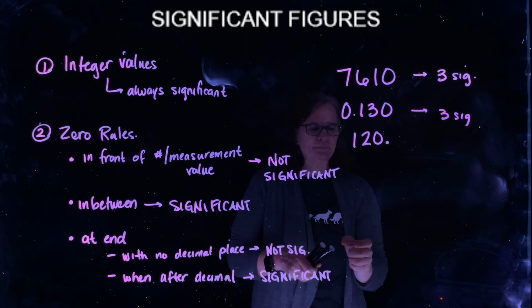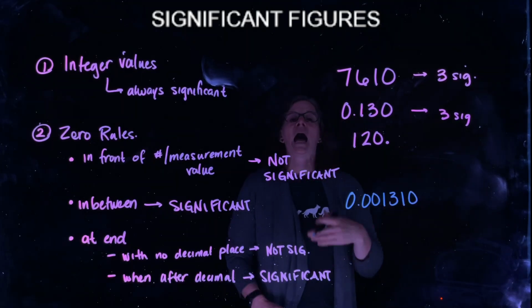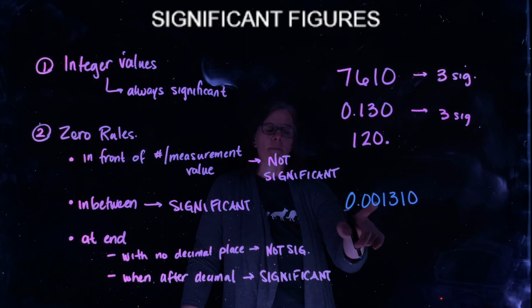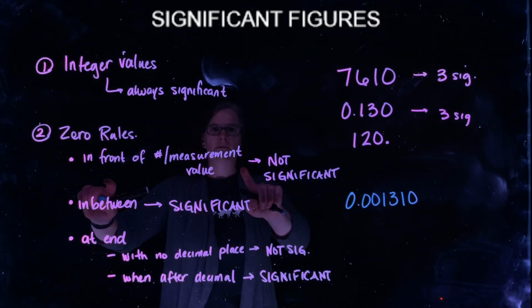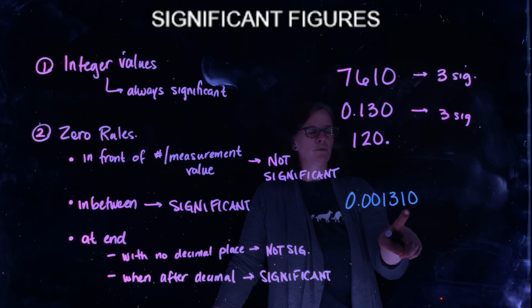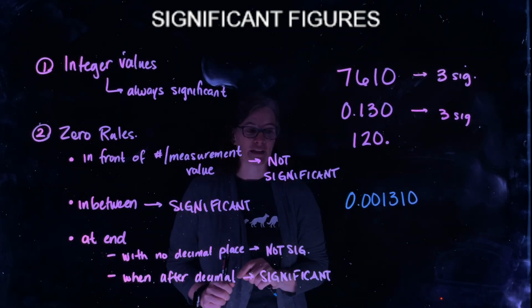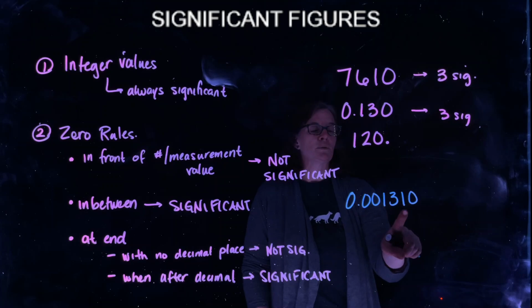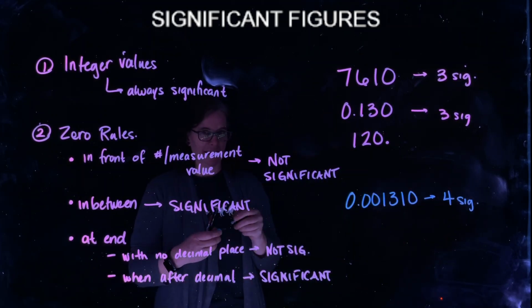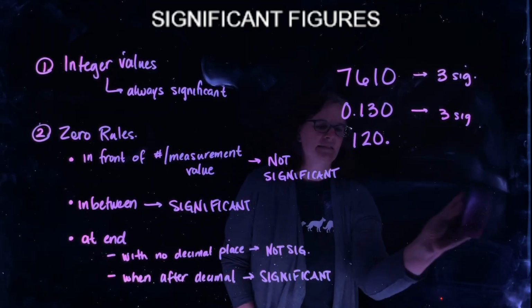As another example, if I have 0.001310, how many significant digits are there? Now I have a number of zeros in here. I have three zeros, and there's a decimal place, but these three zeros are in front of the number, so they are not significant. Then, after the decimal, I have 1, 2, 3 integers and a zero at the end. That is at the end, and it's after a decimal, so it's significant. So this number has 1, 2, 3, 4 significant digits. And now there's one more rule, and that is this one.